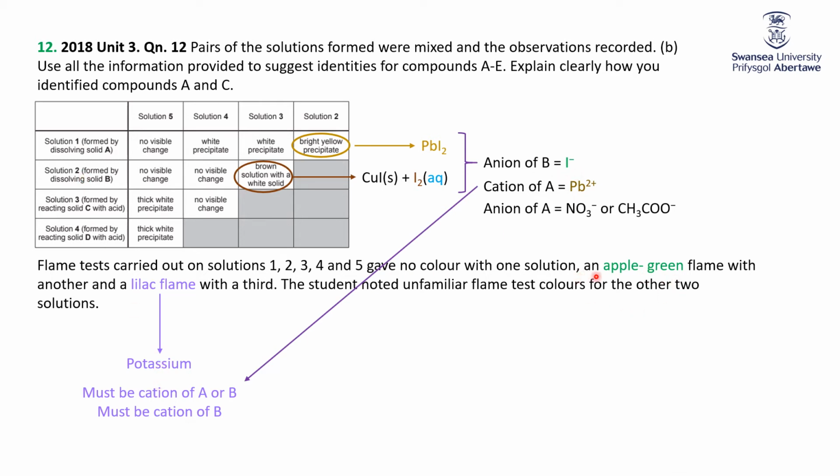Now the last flame test, apple green at A level, is an indication we've got barium in there. We know that barium is not for A, B or C because for A, the cation is lead, for B, the cation is potassium, and for C, the cation was copper. So therefore barium must be the cation of D or E.